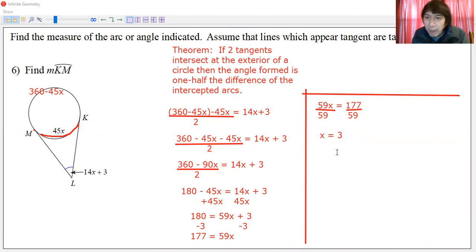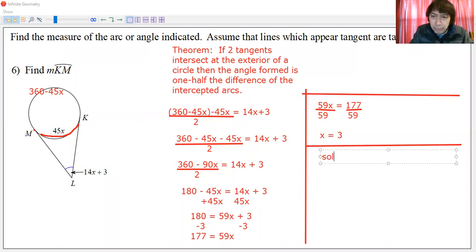All right, so we're after the arc. We have now the x. Our arc KM, okay, this is now for the arc. We're solving for the arc now. So we will solve for the measure of arc KM. Okay, so this is arc. We shall put the symbol there. All right. So we can now solve for the arc.